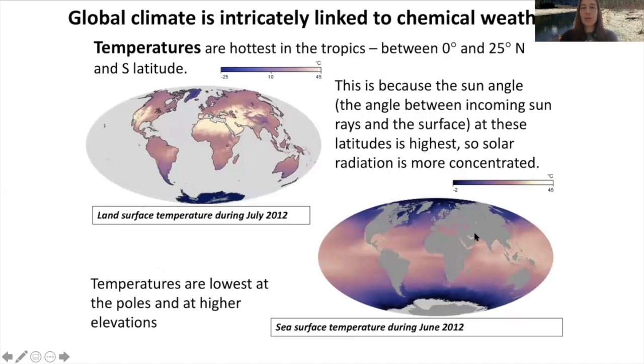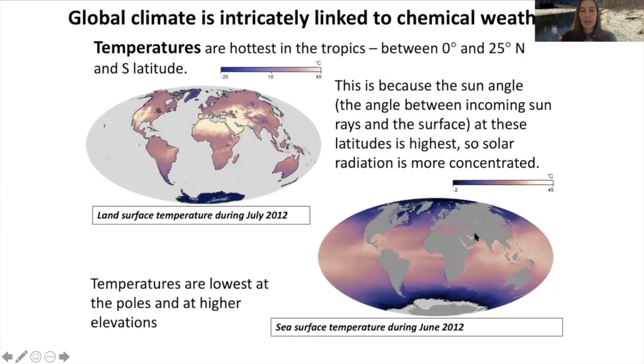So, because humidity and rainfall are important with chemical weathering, that means that global climate is intricately linked to this process. And it also means that particular resources that require chemical weathering in order to occur are climate dependent as well. Temperatures are hottest in the tropics, which you know, and these occur between 0 and 25 degrees north and south latitude. And this has to do with the angle of the sun, the angle of the incoming rays at the Earth's surface. This is where there's the greatest solar radiation, so we get the greatest temperatures.